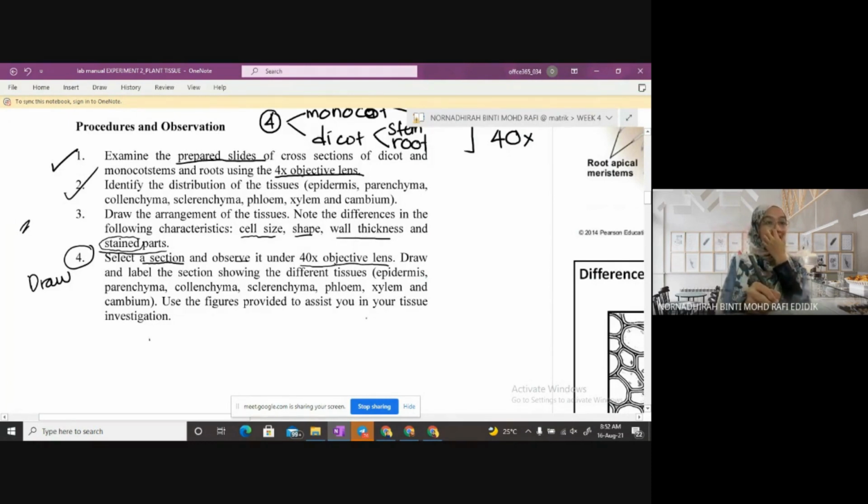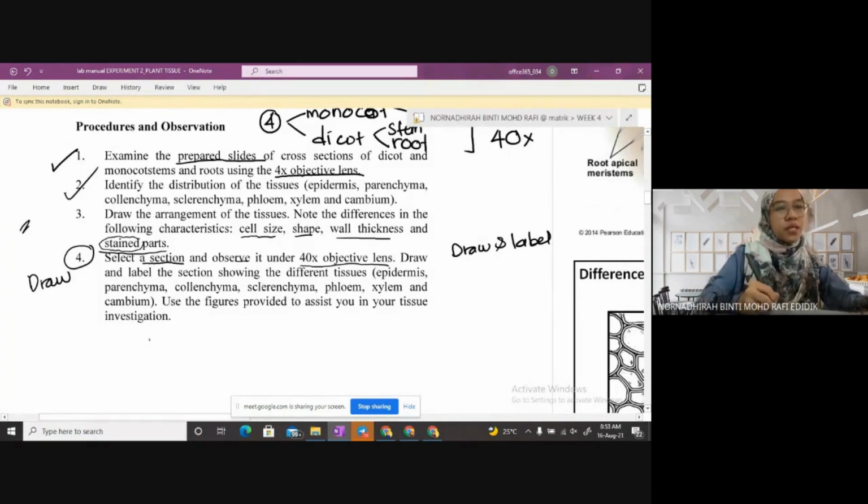And then you have to draw. Okay, you have to draw. Awak kena draw and label. Draw and label to show the different parts of tissue. Okay, bila you guys dah draw, make sure you label. Miss nak label apa? Okay, label lah yang ni. Yang dia suruh awak cari ni. Label di mana epidermis, parenchyma, collenchyma, sclerenchyma, phloem, xylem and cambium. Tu you guys kena cari.